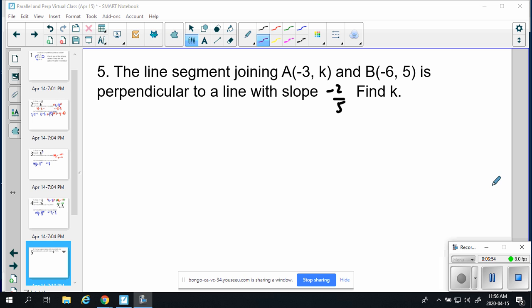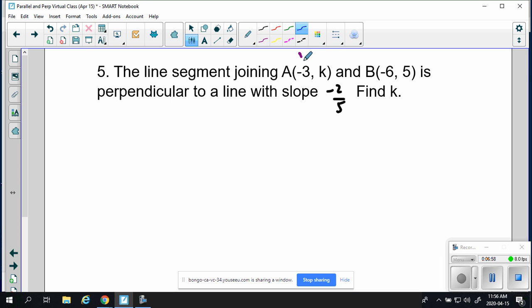So we have a line segment and we know something about the slope. So from yesterday, I can label this x1, y1, x2, y2, and I can use the slope formula to try and come up with a slope. So y2 minus y1 over x2 minus x1.